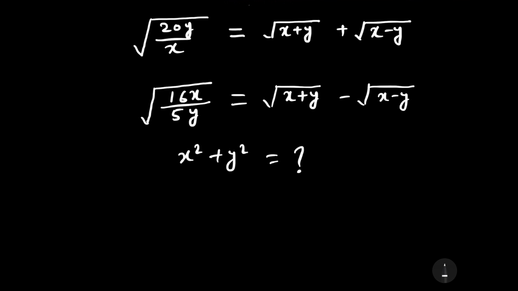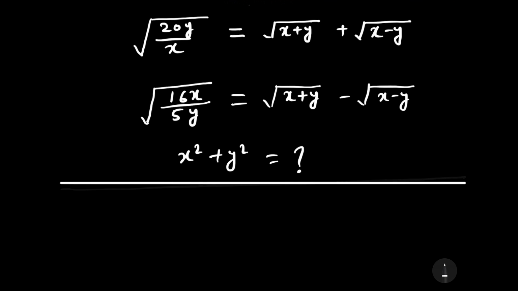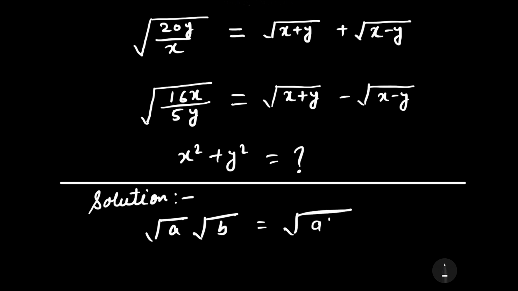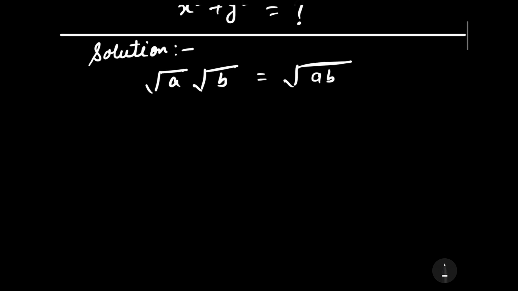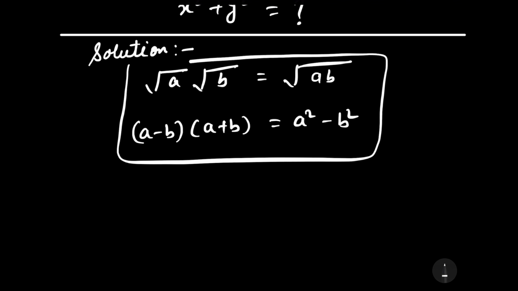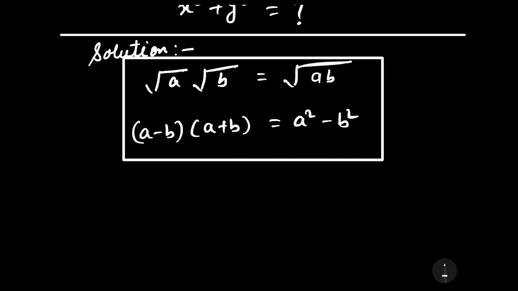Now let us solve this question. Before solving this question, we should be aware about two things: square root of a into square root of b can be written as square root of a into b, and another identity which will be used is a minus b into a plus b can be written as a square minus b square. We will use these two concepts to solve this question.